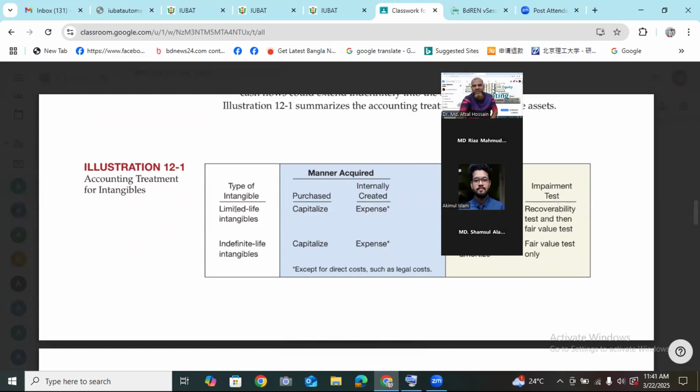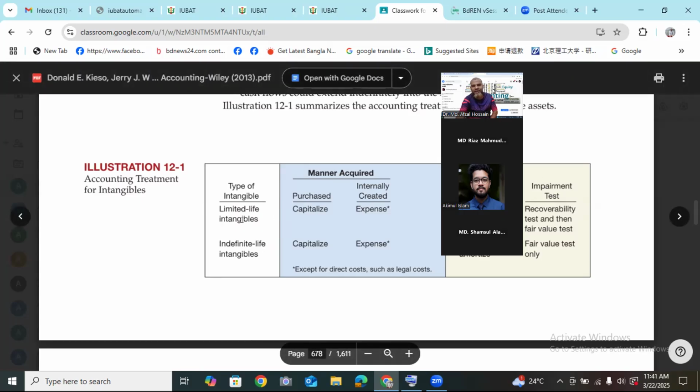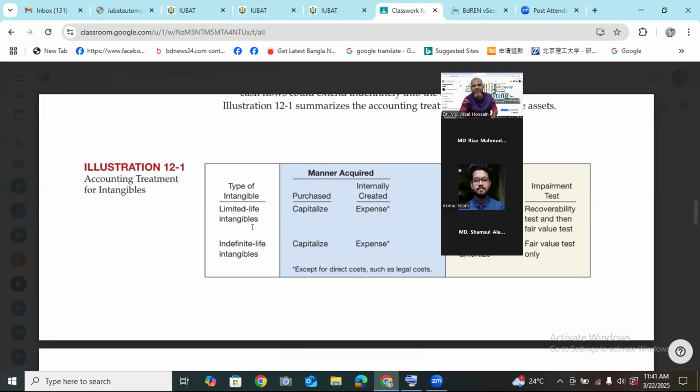Now there is a summary of accounting treatment for intangibles. The types of intangible are limited life intangibles and infinite life intangibles, and the manner of acquisition is purchased or internally created. For limited life intangibles, if it is purchased, you should capitalize it. If it is internally created, it should be expensed. For infinite life intangibles, the manner of acquisition is the same: purchased should be capitalized, and internally created expensed.